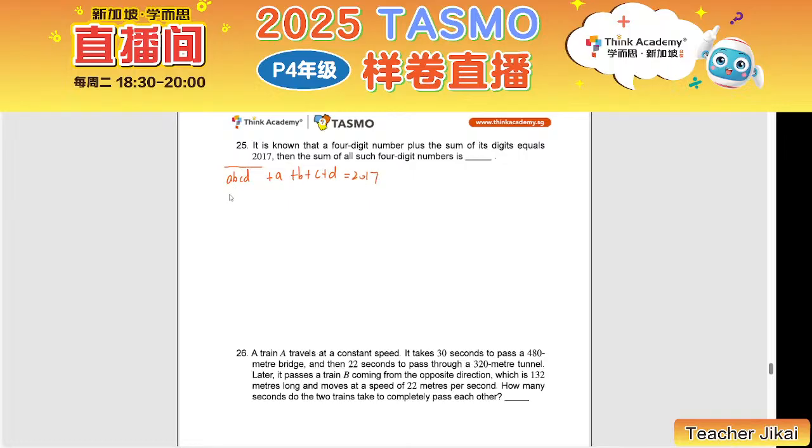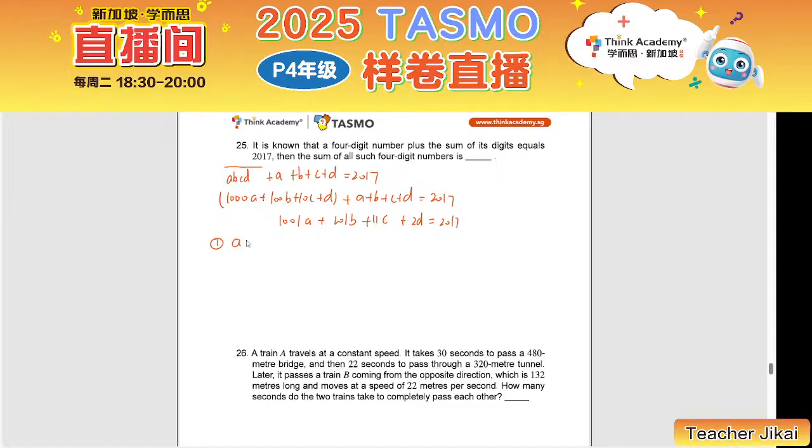So it will make ABCD 1000A plus 100B plus 10C plus D. This is for the ABCD here, right? By using the place value principle here. And we plus A plus B plus C plus D will give you 2017. So if you combine them together, 1001A plus 101B plus 11C plus 2D will give you 2017. So A here we have 2 different choices.